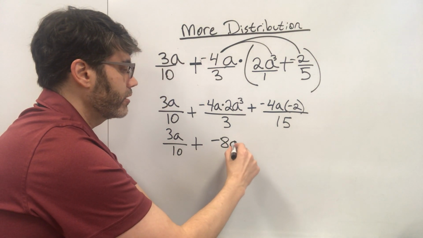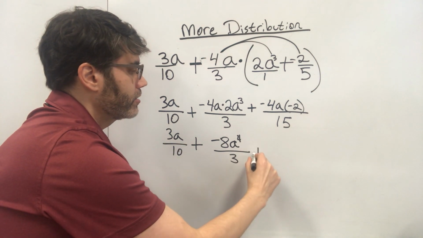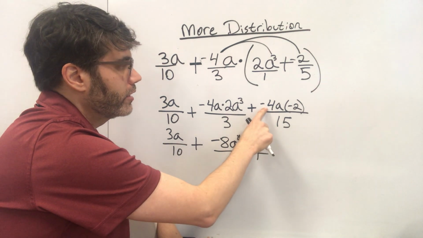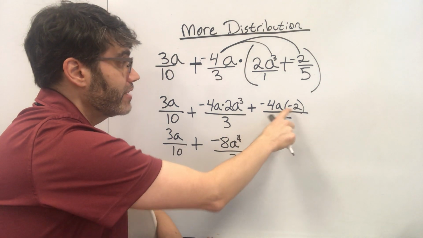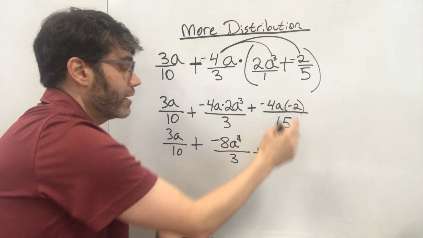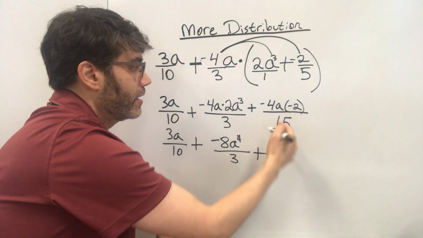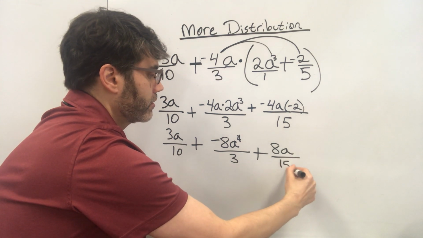So it's a to the 4th, and it's all over 3, plus, okay, this is negative 4 times negative 2. Again, it's going to be a positive 8 here because it's negative times negative. Here we had a negative times a positive, but here it's negative, negative, so it's a positive 8. And just 8, all over 15.